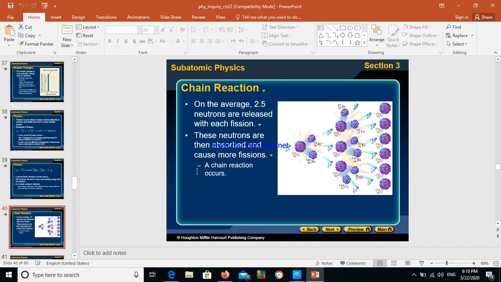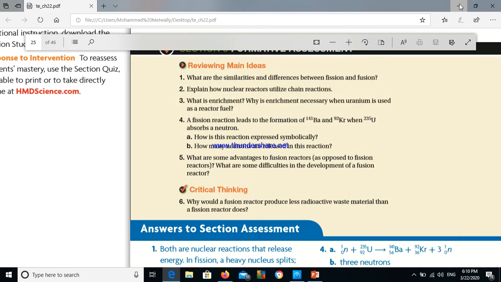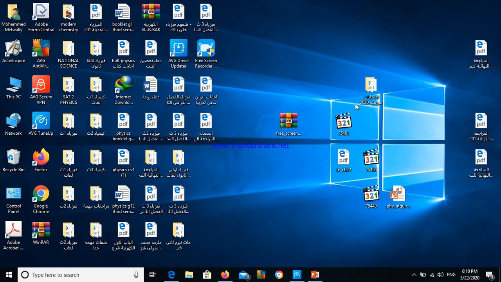And this will produce a chain reaction. On average, 2.5 neutrons are released with each fission. These neutrons are then absorbed and cause more fission. A chain reaction occurs, and you can see this chain reaction through this video.